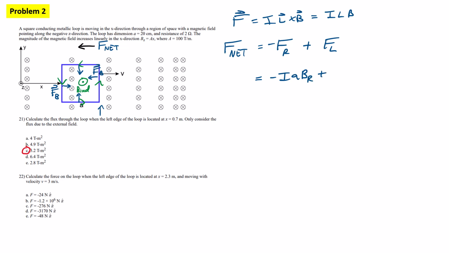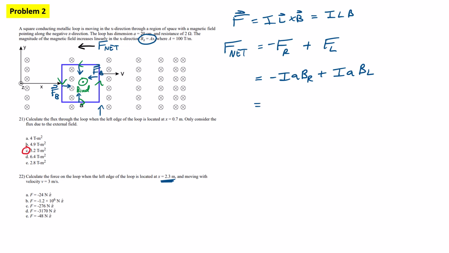Plus, what is the magnetic force on the left-hand side? Again, it's the current, the length of the side, and multiplied, what is the magnetic field here on the left-hand side? Okay. So we have a lot of things to calculate. The magnetic field you can easily calculate, right? It's simply a times x. And we're evaluating this when x is at 2.3 meters.